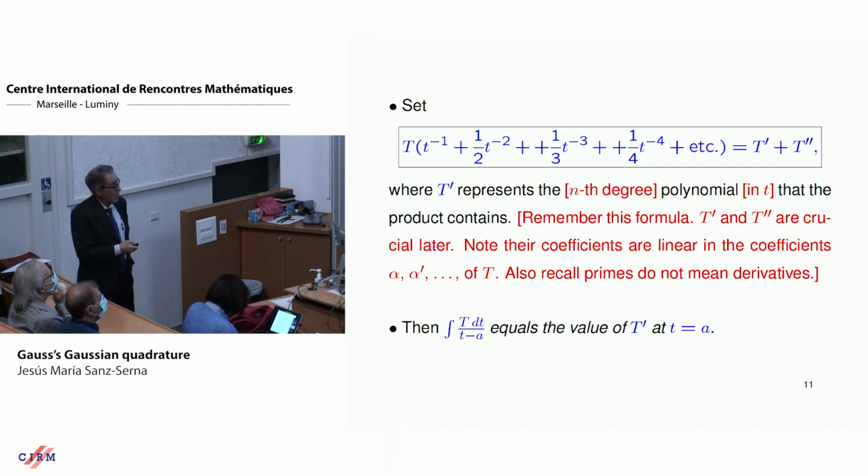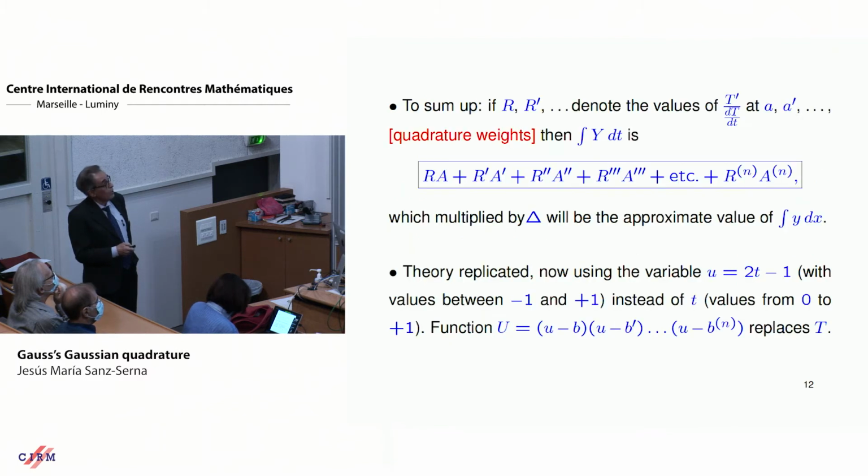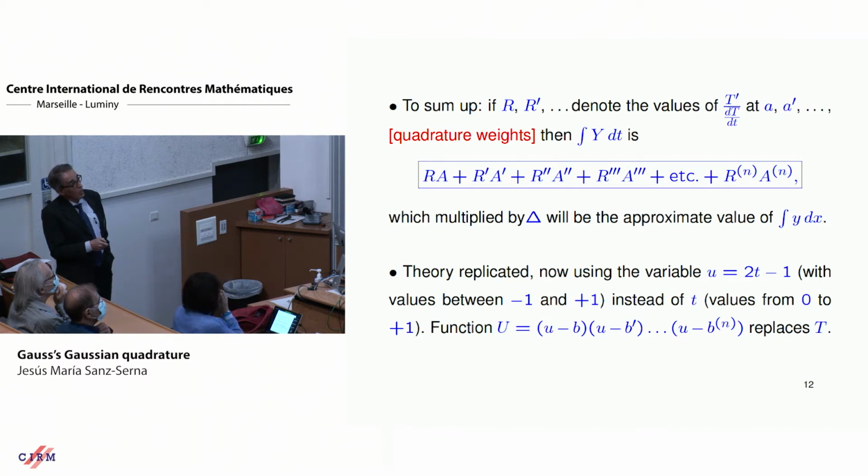And then the previous discussion says that the integral that he needs to compute is just the value that this polynomial of degree n takes at t divided by a. So he puts everything together, and then the quadrature formula is like this. The capital A's are the given ordinates for the quadrature, and the R's are the weights. And then the weights are just the value of the polynomial t prime divided by the polynomial dt evaluated at the abscissas.